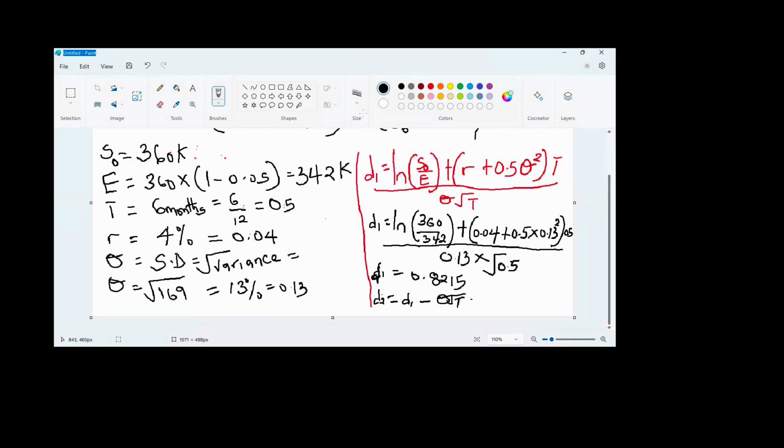I can now get my D2. My D2 is equal to 0.8215 minus, open a bracket, 0.13 multiplied by root of 0.5, root of 0.5.